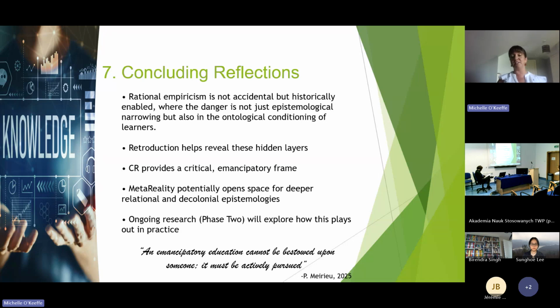And where I am now, I'm looking at phase 2, which explores how this plays out in practice with people. I have started that. I actually started on and off for about a year and a half, but that's where I'm going from, the next phase.